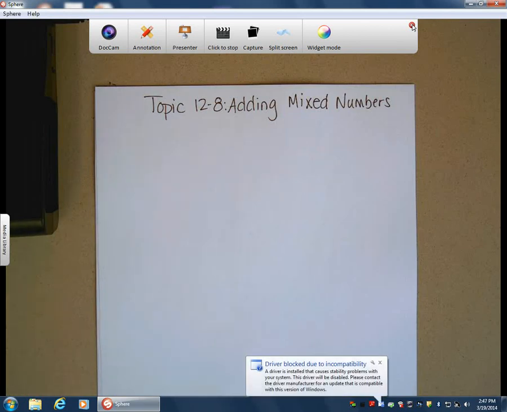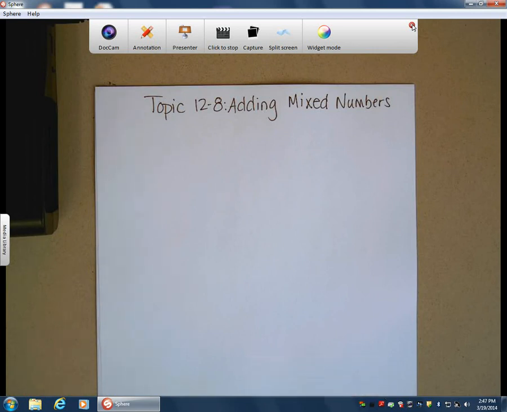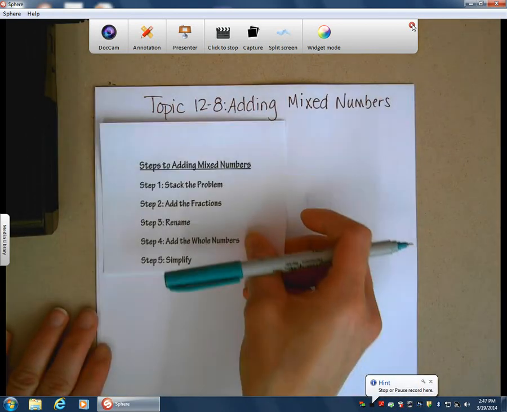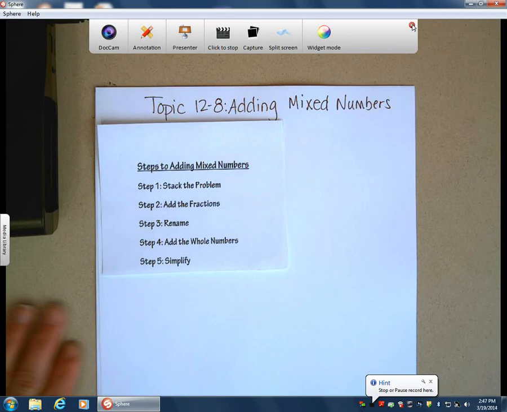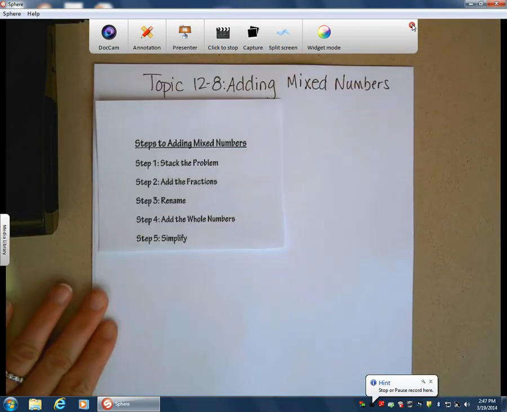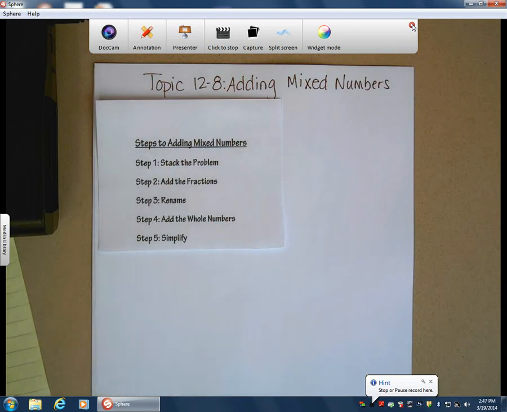Today I'm going to show you the steps to follow when adding mixed numbers. Okay, so we are going to be working on topic 12.8, which is adding mixed numbers, and here are the steps we learned today in class. What I'm going to do is use one example. I'm going to follow these steps to show you how to add mixed numbers.